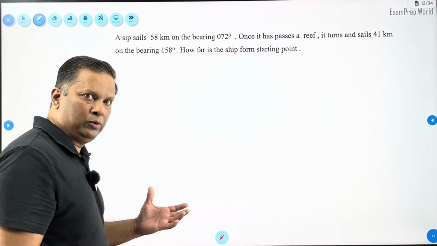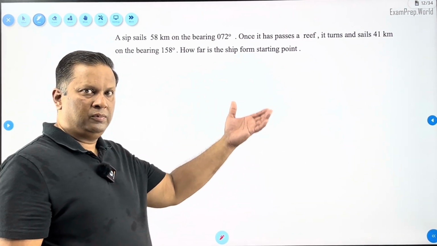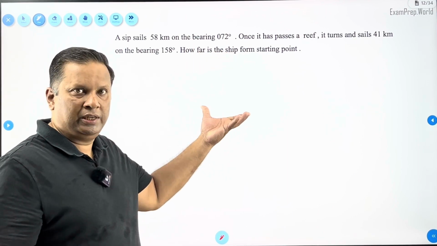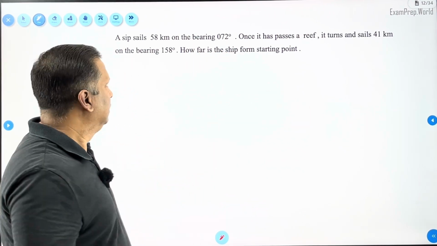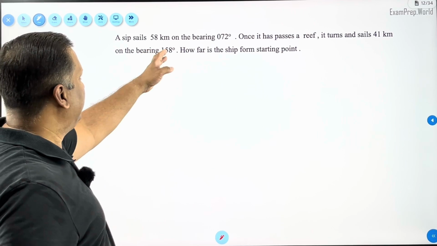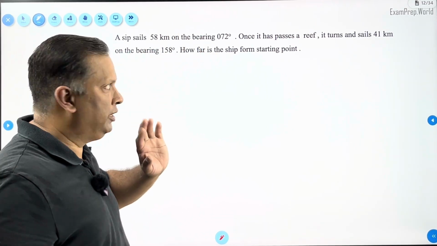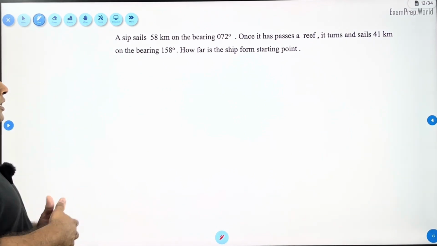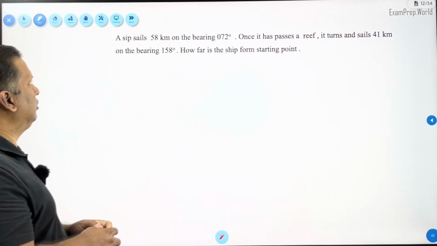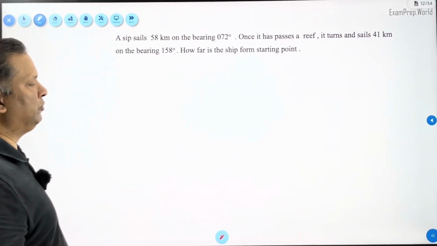So we'll start directly with a question so that we can draw a diagram, converting words into a mathematical expression, and we'll solve it. Here we have a ship which is sailing 50 kilometers on a bearing of 72. Once it passes a reef, it turns and sails 41 kilometers on a bearing of 158. How far is the ship from the starting point?